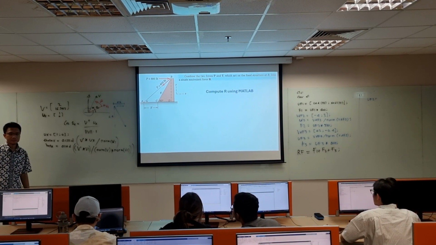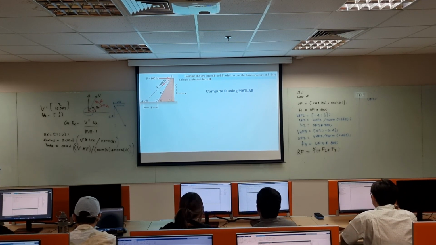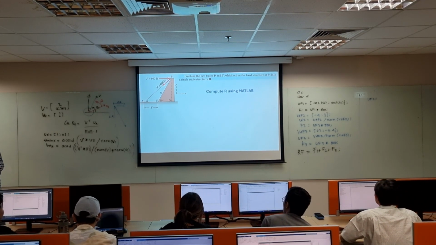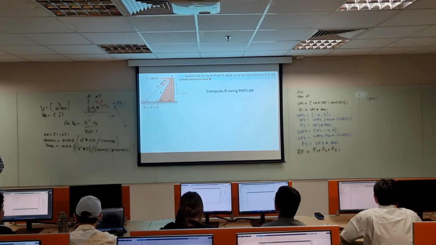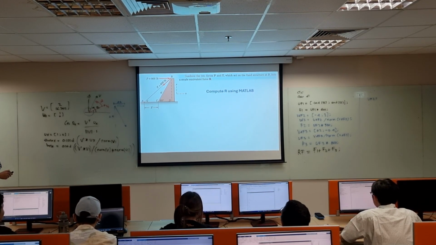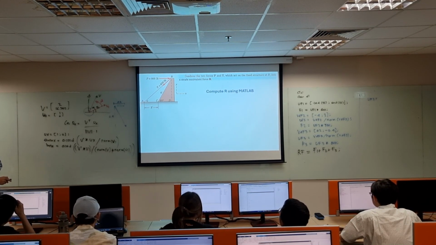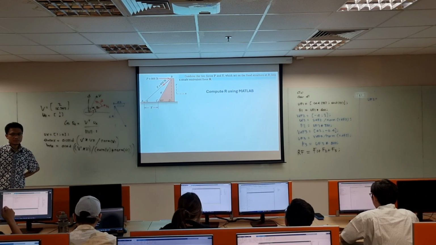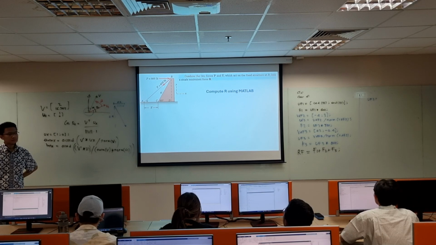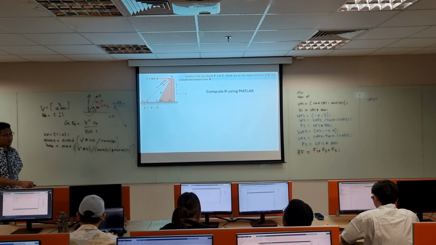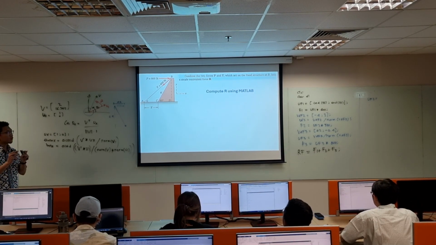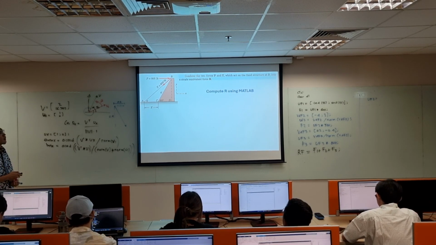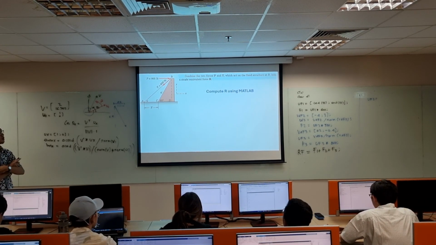Okay, this one. Combine forces which act on the structure. You have two forces, P and T, and then they ask to combine. Combine means you compute the resultant. Computing the resultant means you have to add the forces, so you have to input all of the forces. Input P, T, okay?